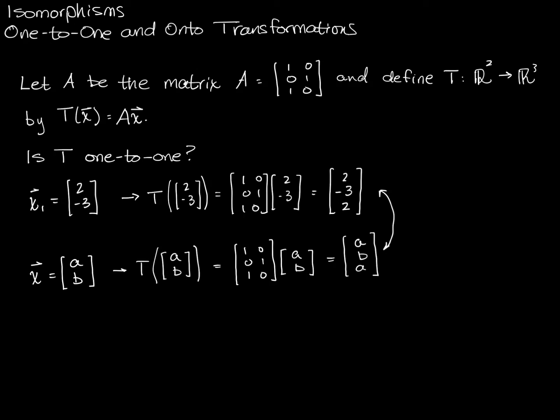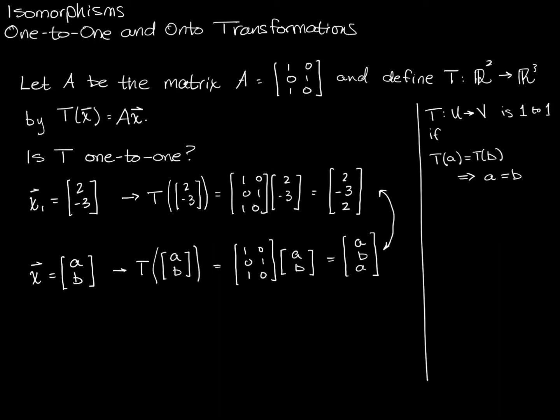Let's take a look at the more formal definition, though. Remember that to be one-to-one, this has to be true about a transformation: if two outputs are the same, then the two inputs must also have been equal.